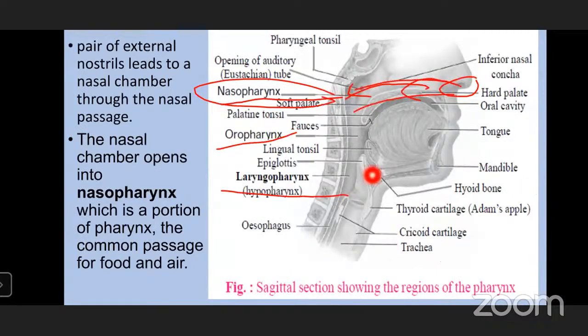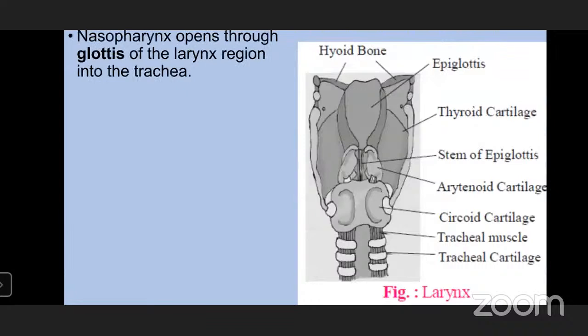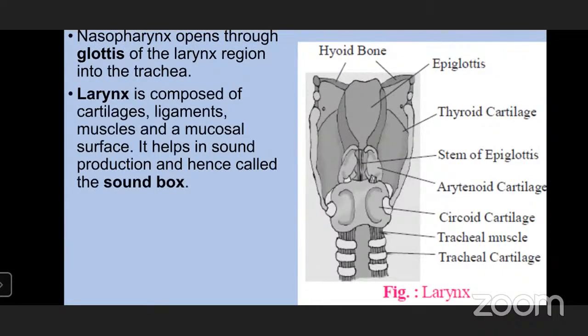Now here you see the nasopharynx opens through the glottis. Here there is a glottis, which has an upper structure known as the epiglottis, and then it opens into the next part, that is into the trachea. Okay, and the larynx, if you see, is composed of cartilages and ligaments. This complete structure is the larynx.